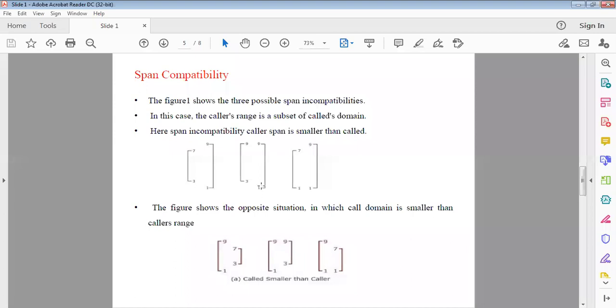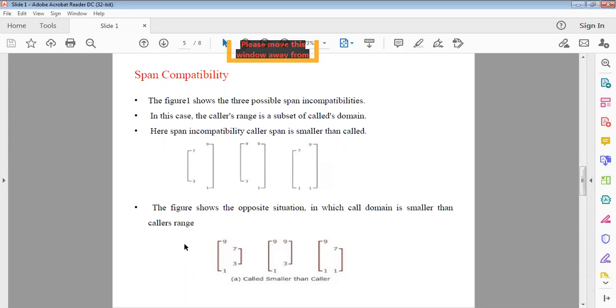Here also is another representation. Again the called range is 1 to 9, and the caller range is 3 to 9. This is a subset. Again, called is 1 to 9 and caller is 1 to 7. This is a subset of called. The caller range is a subset of the called domain. This is one way of span incompatibility: the caller span is smaller than called, and that is considered an incompatibility.